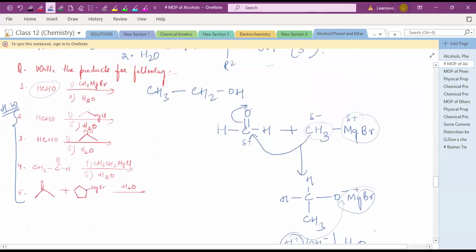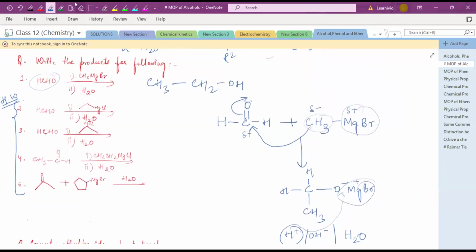Now let's do these questions. Yes, Ali will tell me. This second to fifth question was your homework. So tell me the product, Ali, in the second question. HCHO, formaldehyde, on treatment with CH3CH2MgCl. So here the Grignard reagent is C2H5, the ethyl group. You can see clearly, CH2 is C2. Yes, Ali, tell me the final product.